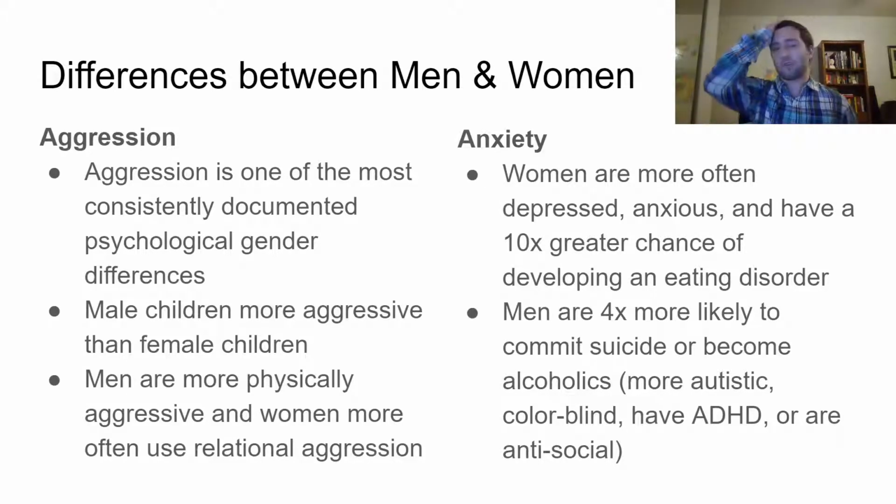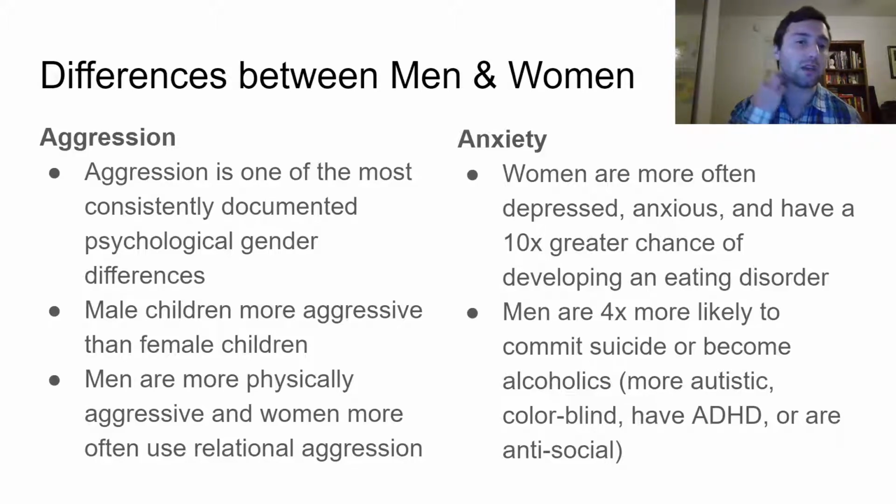Now, even with all of this, there are differences that we see when we look at men and women. So let's start with one side, and then we'll go to the other. So aggression, for one, is really one of the places that we see really big differences. Aggression is one of the most consistently documented psychological gender differences. Male children are more aggressive than female children, and men are more physically aggressive, and women are more often likely to use what's called relational aggression.